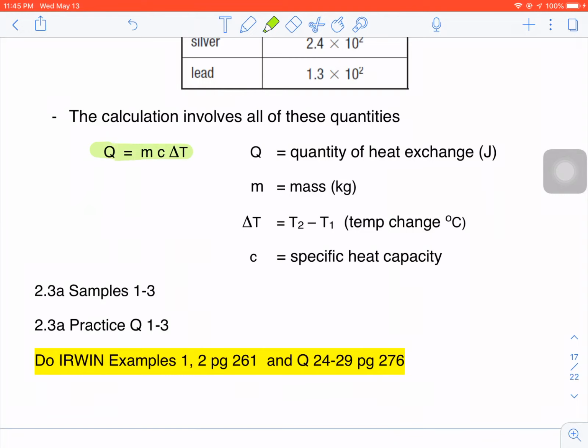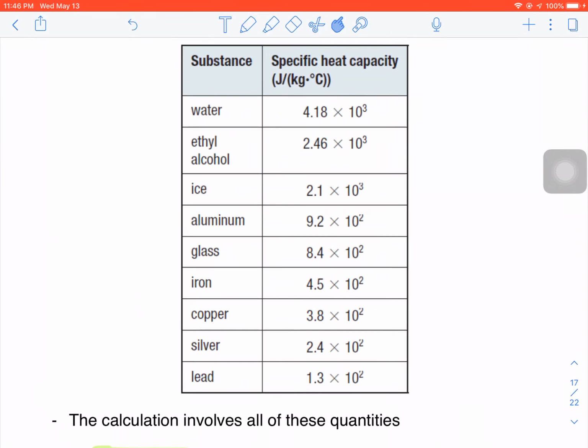Right? If I want to raise the temperature of 0.4 kilograms of water, so I need the C value for water, by 10 degrees Celsius, I can calculate how much thermal energy I require. So M is easy, how much matter is there? Delta T is easy, just use a thermometer to find the temperature change required. C, what about C? Well, I need someone to tell me what C is.